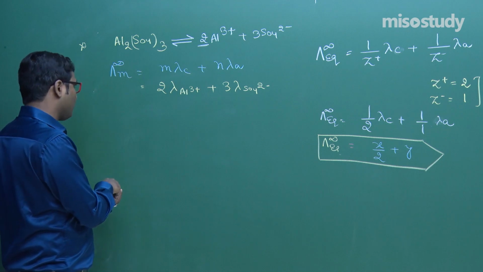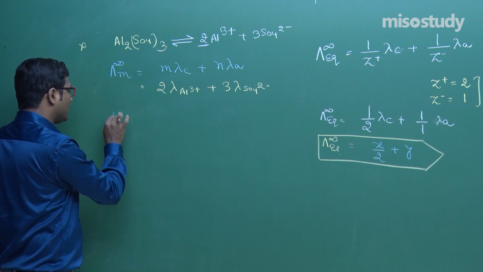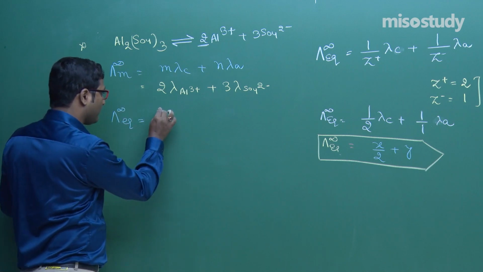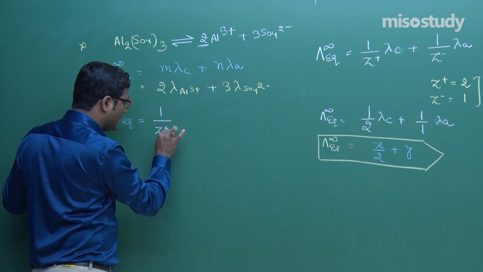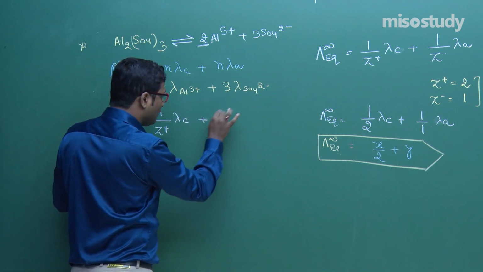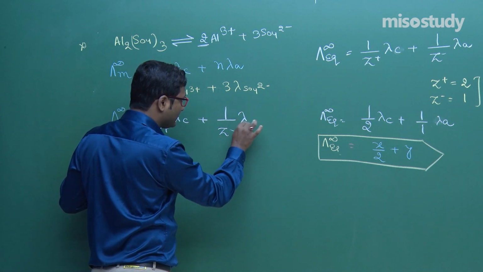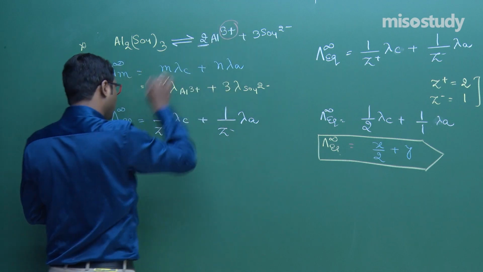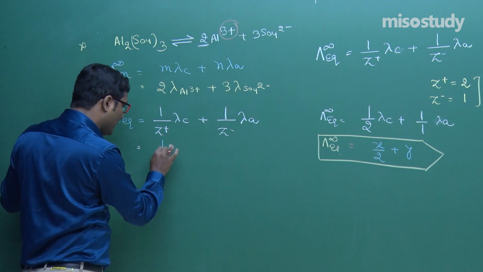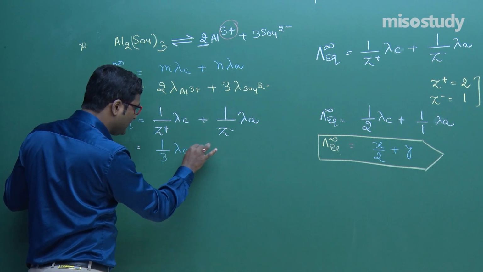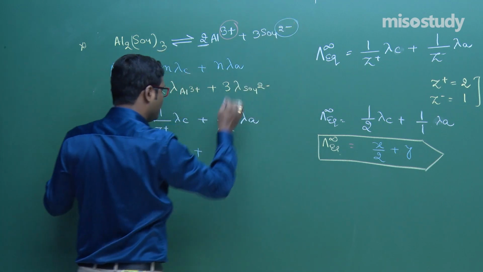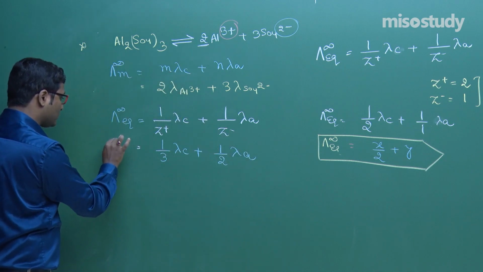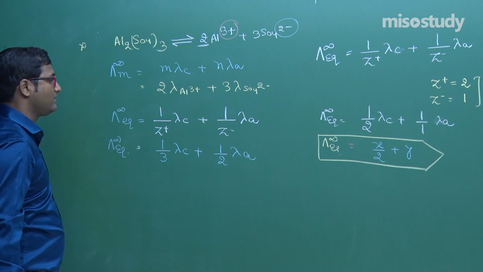Now, what is the expression for ionic equivalent conductivity in this case? Equivalent conductivity is equal to, my friend, 1 upon Z plus lambda C plus 1 upon Z minus lambda A. What is Z plus here? That is the charge 3. So put here 1 upon 3 lambda C. What is Z minus here? That is minus 2. 1 upon 2 lambda A. This is the expression for equivalent conductivity, my friend.